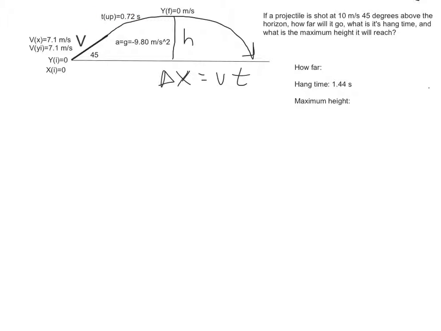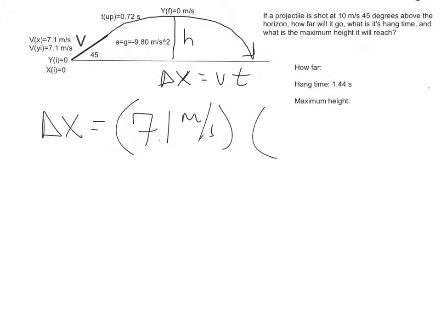So, to answer the first question of how far did it go, well, my velocity in the x direction, which never changes, is 7.1 meters per second. My time that it takes to go from the beginning all the way to the end is 1.44 seconds. So I have this equation right here that I'm going to plug that in. So delta x equals my velocity in the x direction, 7.1 meters per second, times the time that it's in the air, which is 1.44 seconds. All right. So I'm going to go to my calculator.